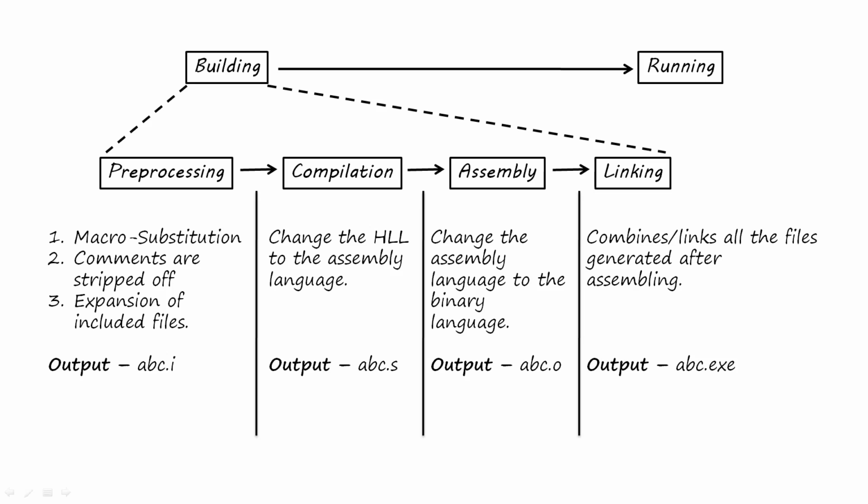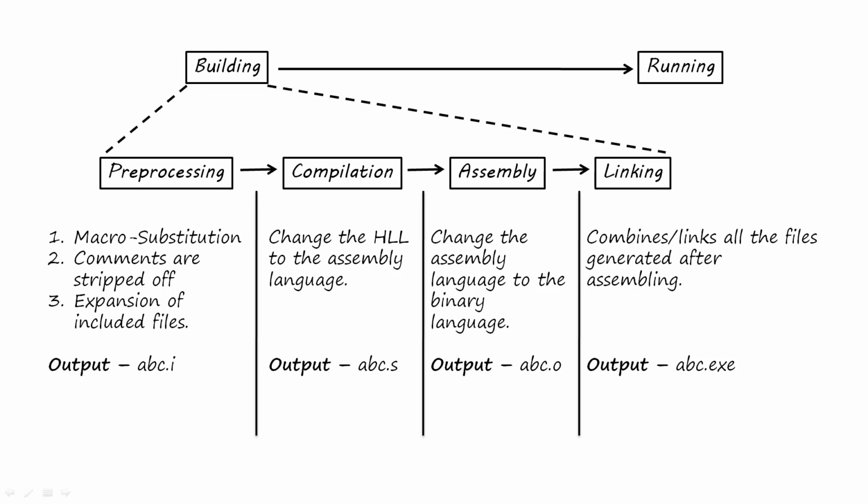Then expansion of included files. Included files are those two files that I wrote at the beginning of the program. These are stdio.h and conio.h. These two files are converted to stdio.i and conio.i, and the abc.c program is converted to abc.i.